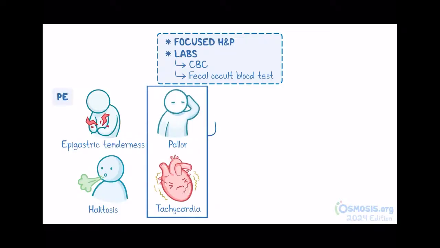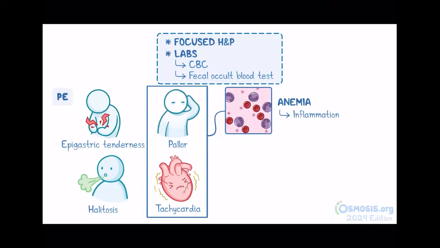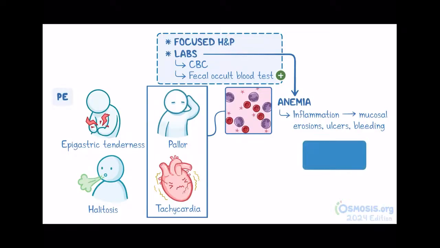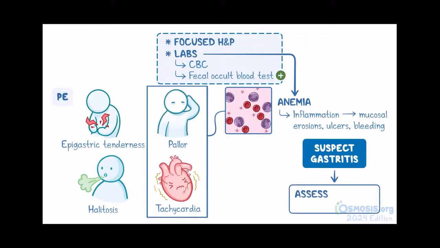Moreover, pallor and tachycardia are signs of anemia, which occurs when inflammation of gastric mucosa results in mucosal erosions, ulcers, and subsequent bleeding. So keep in mind that in some individuals, labs might reveal anemia or a positive fecal occult blood test. If your patient presents with these findings, suspect gastritis and assess the duration of symptoms.